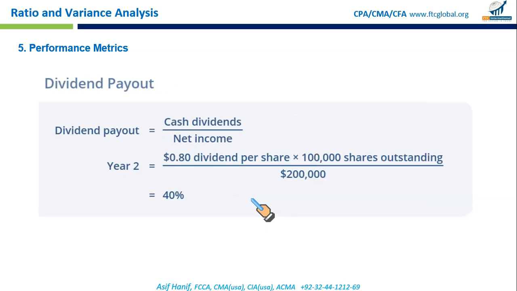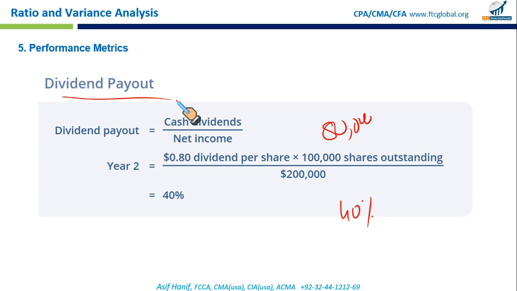Then we have next one, dividend payout ratio. Cash dividend over net income. So let's say this is taken from the original example, $0.8 dividend per share. There are 100,000 shares. So that means $80,000 dividend has been given, whereas earning was $200,000. That means 40% of what the company earned has been given as dividend. That's what you call the dividend payout ratio.